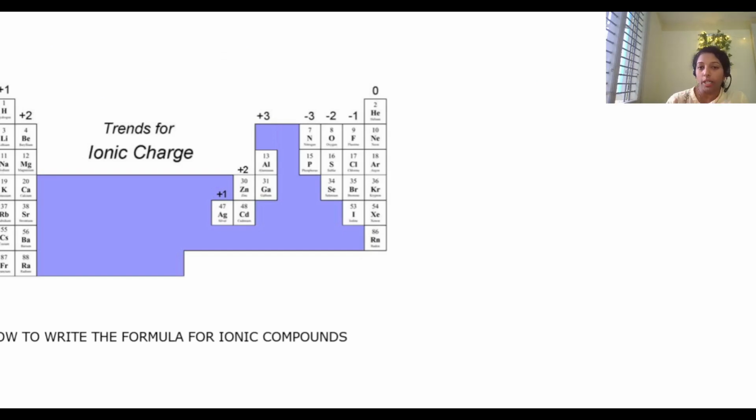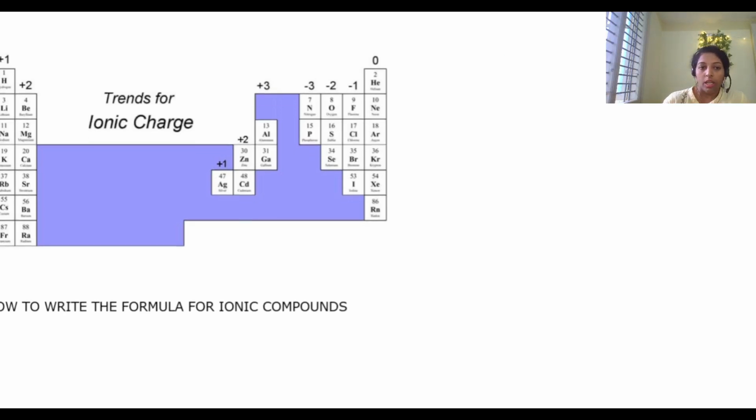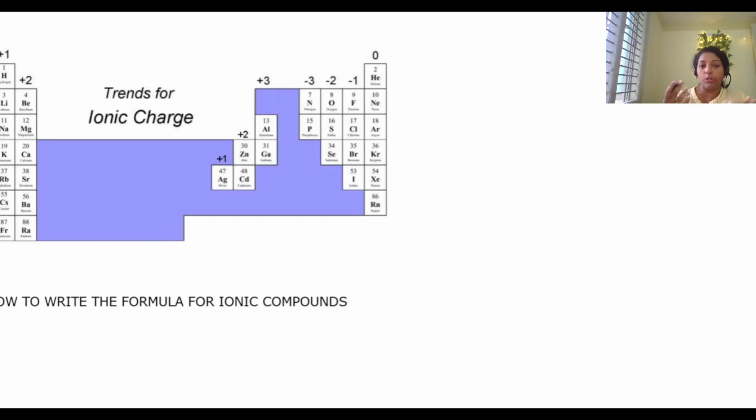Okay, how to write the formula of an ionic compound. According to the periodic table, metals always form positive ions. So see their position. The first group will always form positive 1 ions. The second group is also metal, and they will form positive 2 ions.